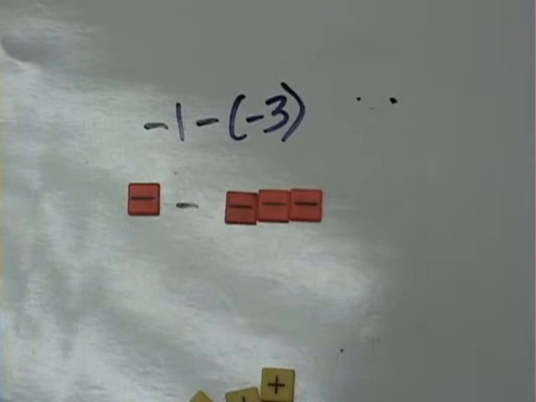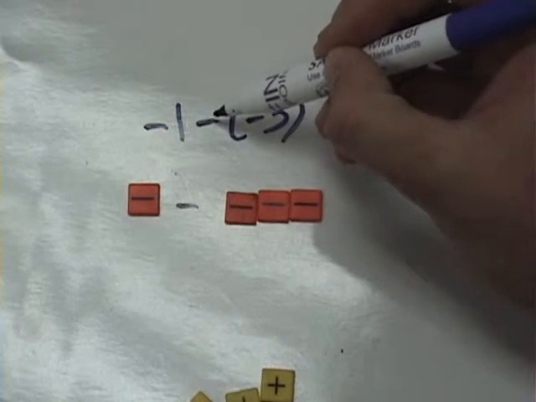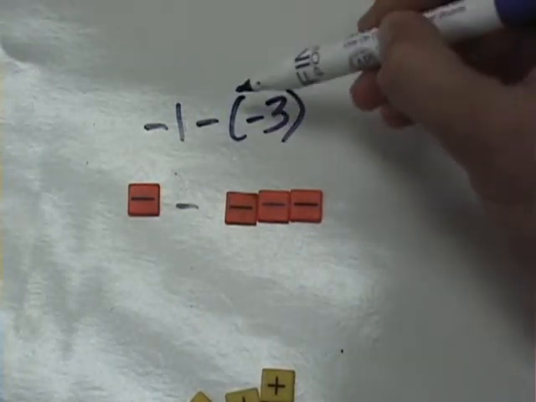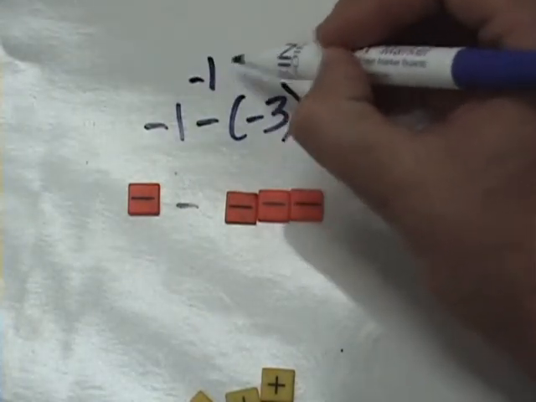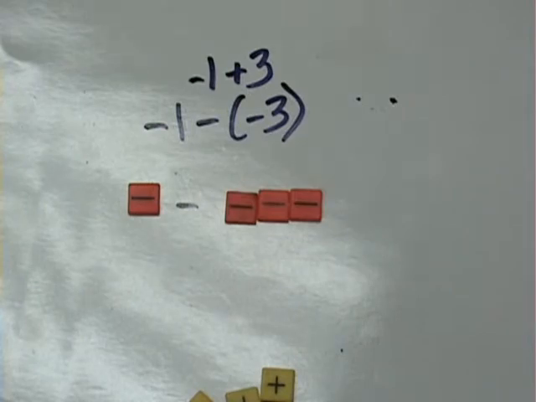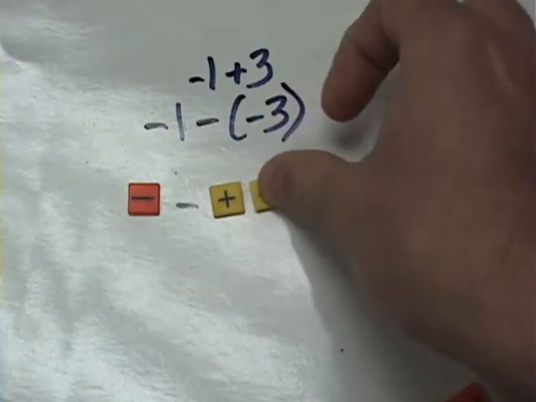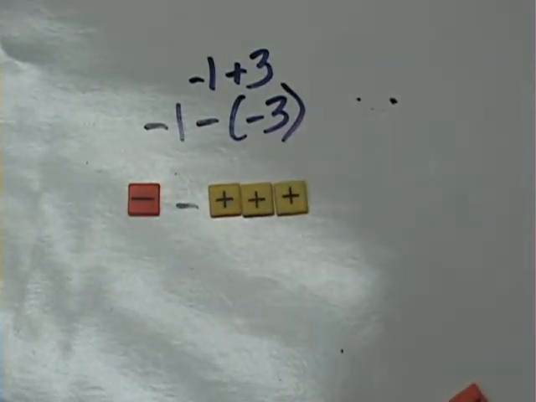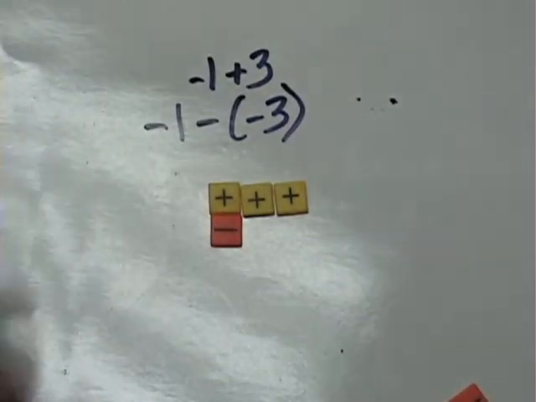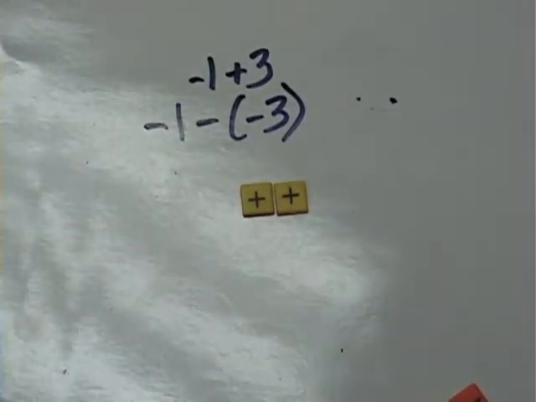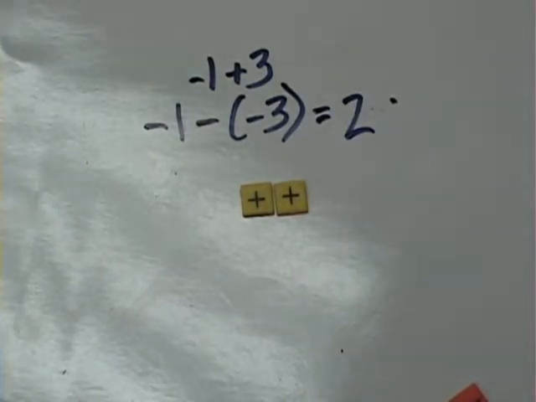But what I use with the students is to say, what this really is, is that if you see double negatives, if you see that we're subtracting a number that's negative, then it's going to be the same as negative 1 plus 3. In which case, they could set up their tiles like this. And then again, we would match, and we would take away all the 0 pairs, and we're just left with positive 2.